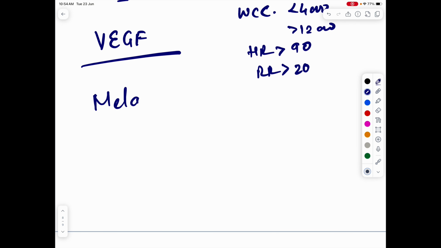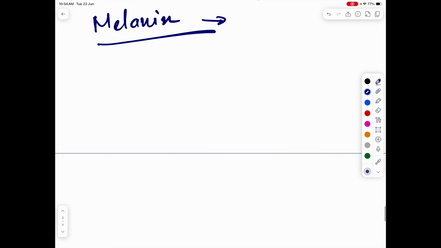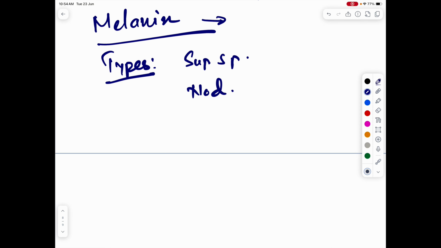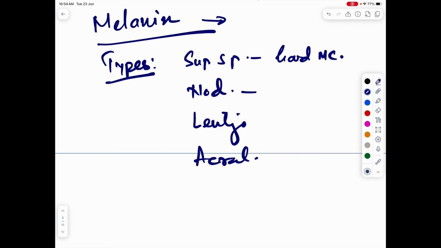So these are the different types. Now you know the different types of melanoma. These are superficial spreading, nodular, lentigo, and acral. So superficial spreading is very thick, nodular is nodular. This has got good prognosis, most common. This has got bad prognosis. Acral lentiginous is also bad prognosis. Nodular is also bad prognosis. So what is the reason?